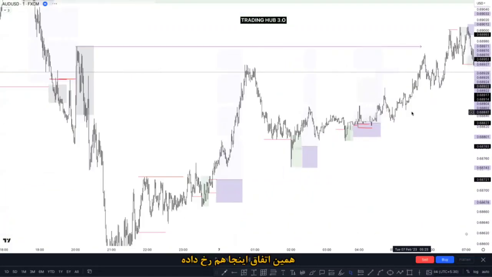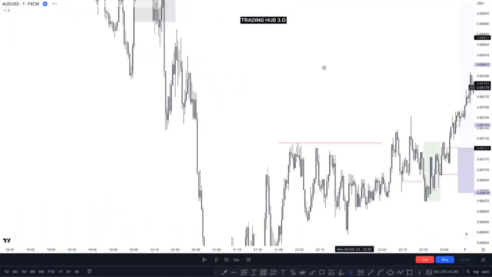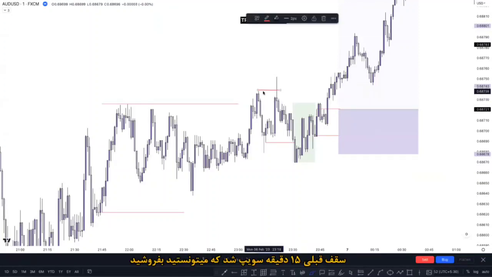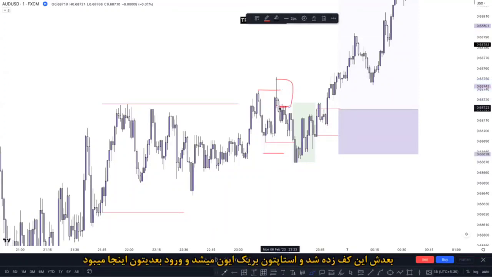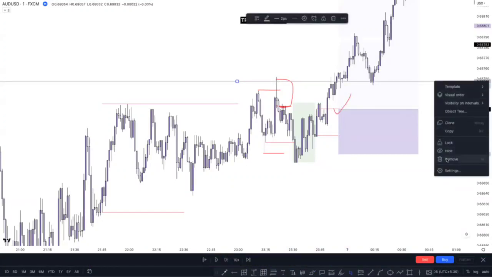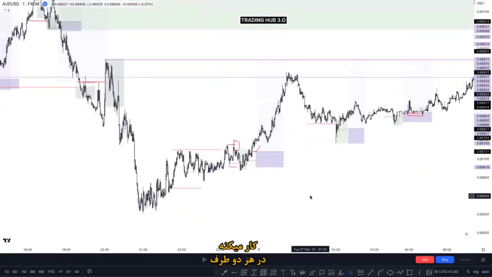And the same process happens here. If you can see at this time, the previous 15-minute high is swept, you can sell here. Sell, taking out this low, your entry on the break-even point, and the next entry here. So you can take trades on both sides, right? It works on both sides.